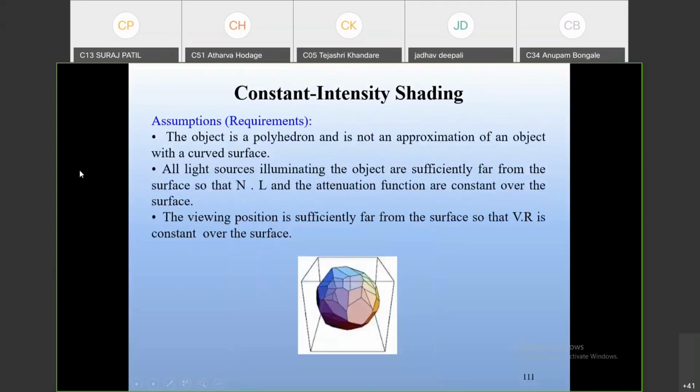So the assumptions used during the constant shading or rendering method: the object is a polyhedron and is not an approximation of an object with curved surface. All light sources illuminating the object are sufficiently far from the surface so that N, the surface normal, L, the light source, and the attenuation function are constant over the surface. The viewing position is sufficiently far from the surface so that V·R is constant over the surface. So these are some assumptions made during the constant rendering or constant intensity.